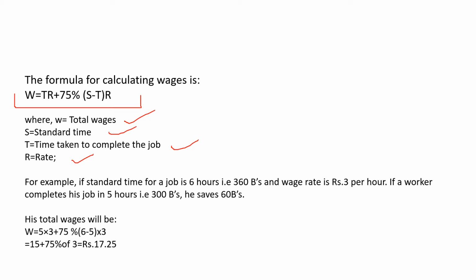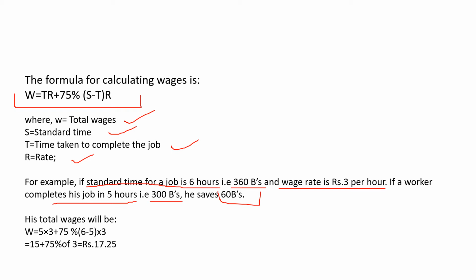For example, if the standard time S is 6 hours, so 6 hours means 360 Bs, because there are 360 minutes in it, and wage rate is rupees 3 per hour. So if a worker completes his job in 5 hours, that is time taken is equal to 300 Bs. So he saves how much time? 60 Bs. So according to this system, we will be giving 60 Bs bonus.